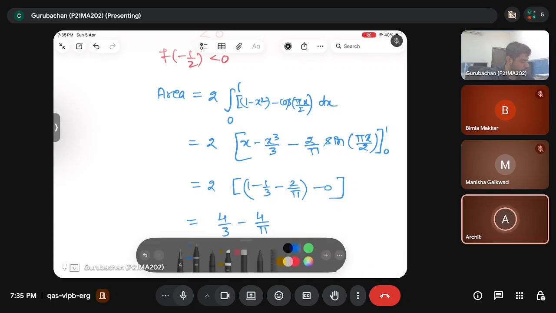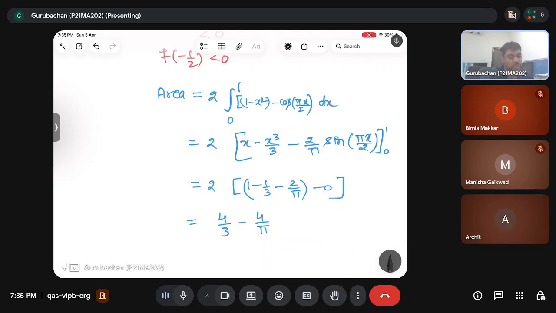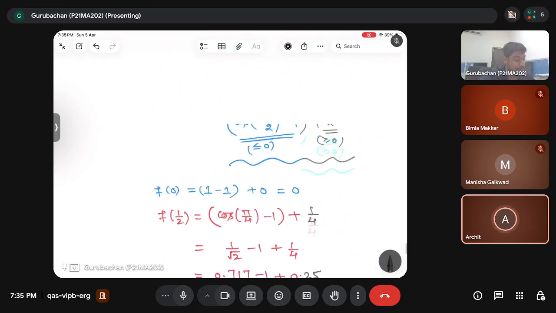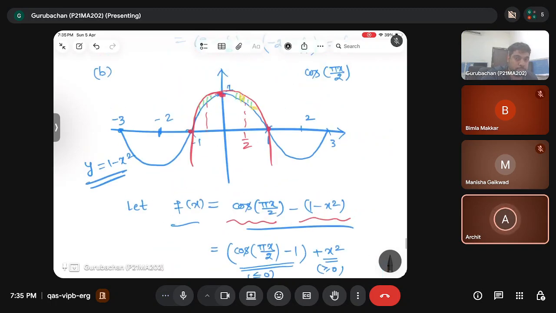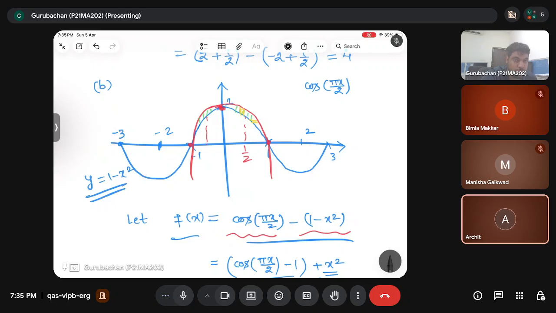Any doubt, Archit? Yes, sir. The doubt is in that graph location only, sir. If it cuts the graph and then comes below, like sometimes 1 minus x square is above, and sometimes this graph is above. See, is it clear? Whenever we talk about between -1 to 1, 1 minus x square is bigger. First of all, first step.